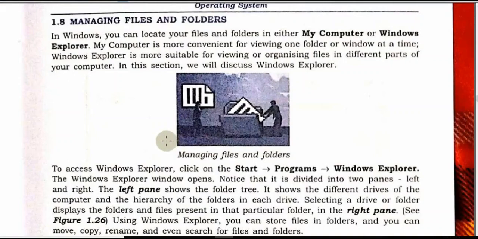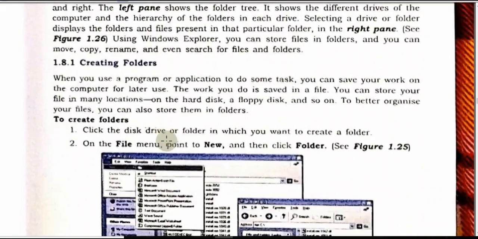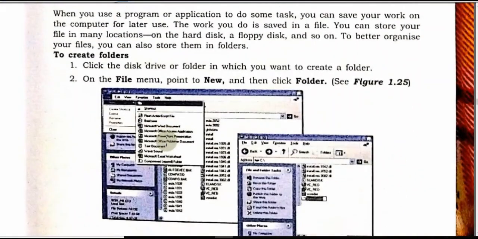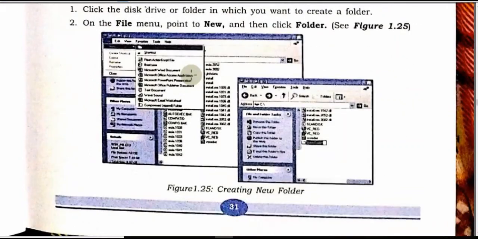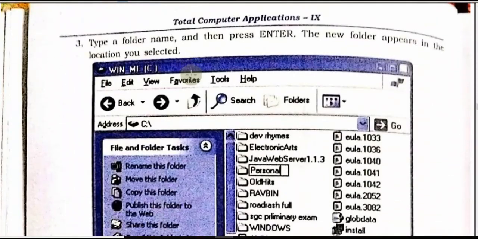Now students, you can have different type of windows in your home, so it will be difficult for you to check all the versions. So students, please check what I am giving you here. Next is how to create a folder. Now click on the disk drive or folder in which you want to create a folder. On file menu, point to new and click folder. So let me also give you some demonstration.